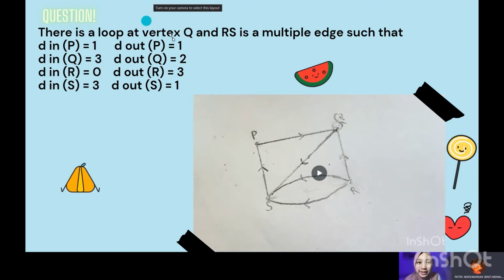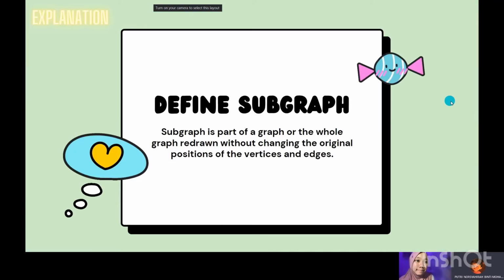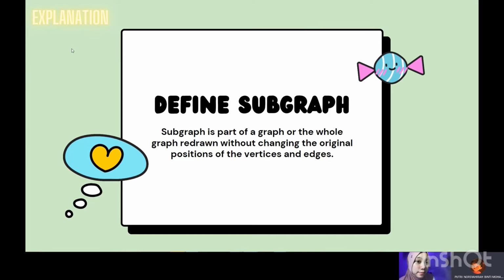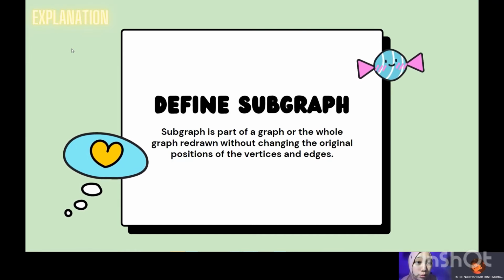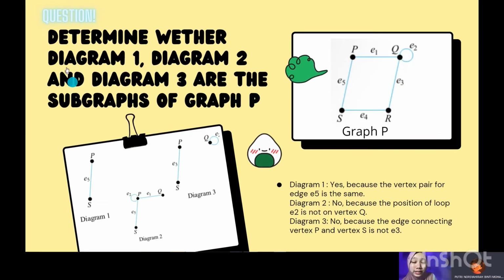I hope you understand how to draw based on the question given. So we move on to the next slide. Subgraph. What is a subgraph? Based on the slide, a subgraph is a part of a graph, or the whole graph, drawn without changing the original, which answers some questions. The question asks, determine whether diagram 1, diagram 2, and diagram 3 are subgraphs of graph P. This is an example of a question that you are going to face in an exam or textbook exercise.